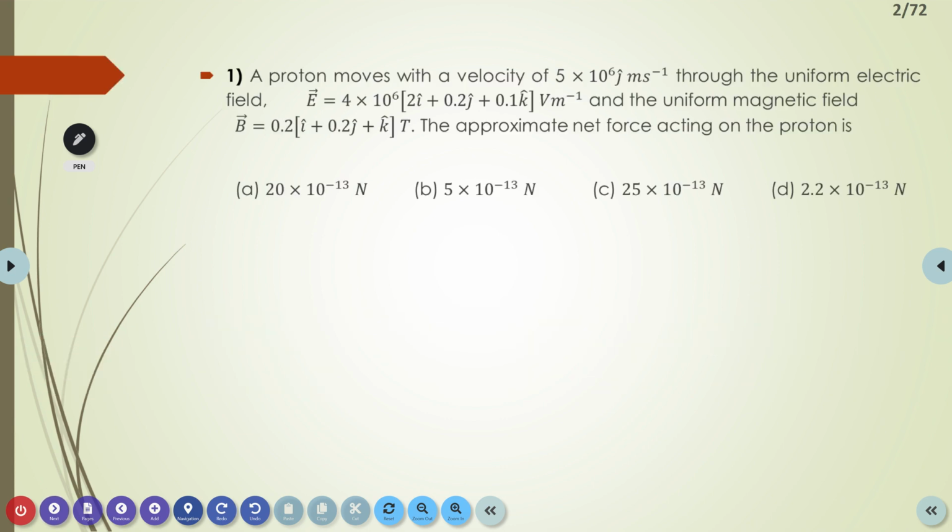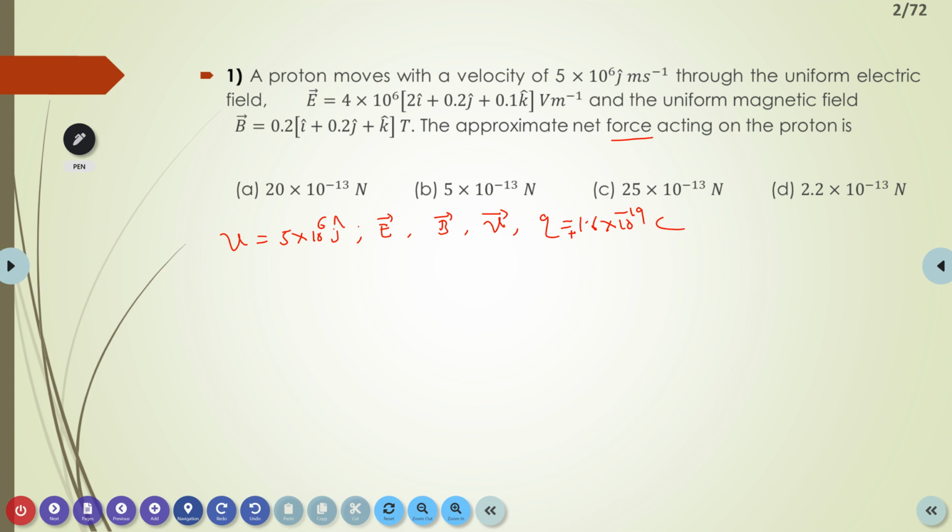First question. A proton moves with a velocity v equal to 5 into 10 to the power of 6 j cap, acting along the y direction. The electric field and the magnetic field are also given here, and the question asks what is the force acting on the proton. The charge of the proton is 1.6 into 10 to the power of minus 19 coulomb, positive. Now we have to calculate the force acting on it.